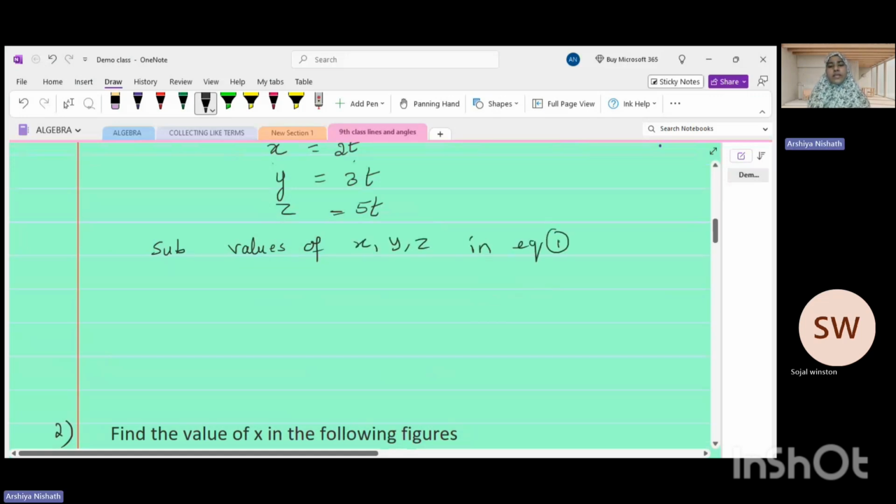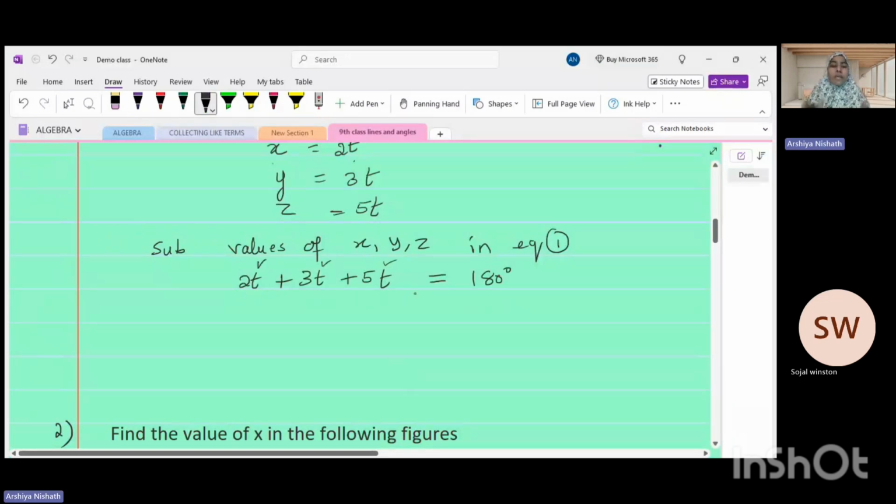Okay. It is equation 1. So what is my equation? Nothing but X plus Y plus Z. In X plus what can I write? 2T. In Y plus what can I write? 3T. In Z plus what can I write? 5T. Those all sum is what? 180 degrees. Why? Because they are lying on a straight line. Now, can you see this? This is also T, this is also T, this is also T.